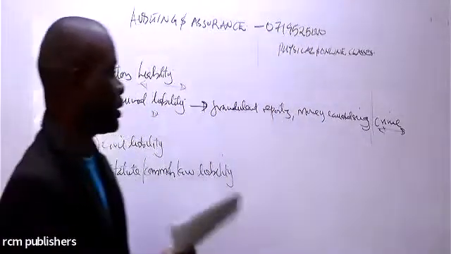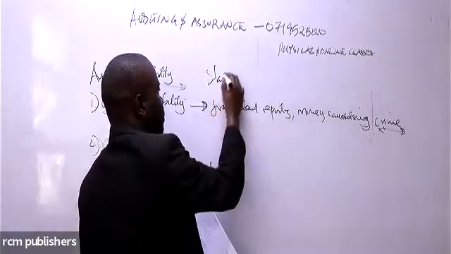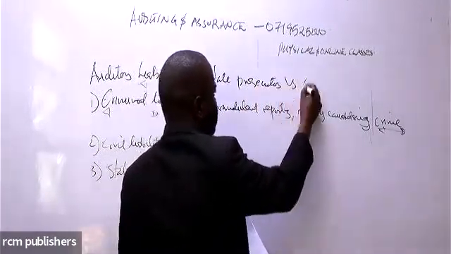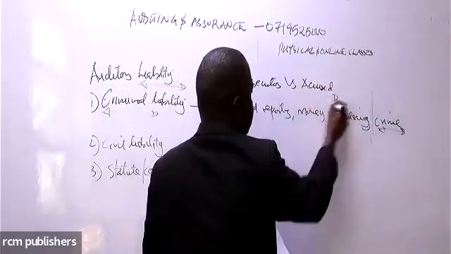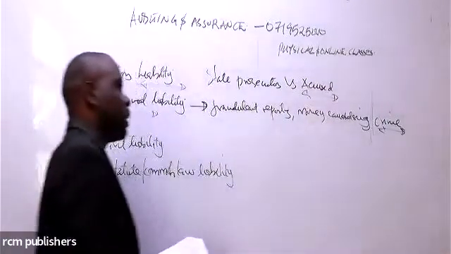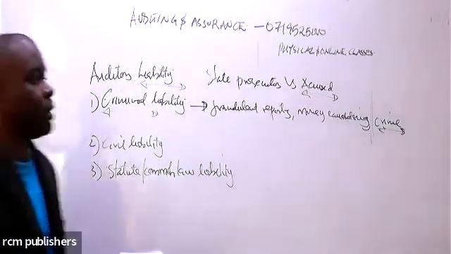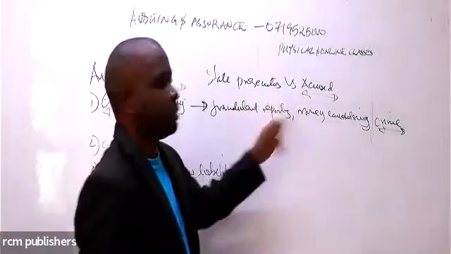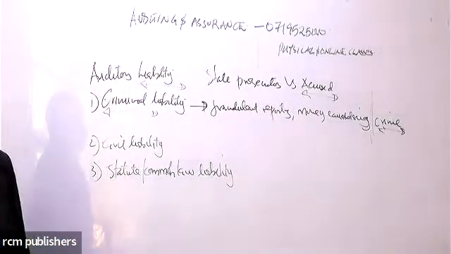When you commit a crime, you'll have, in this case, state prosecutors versus the accused. The accused here will likely be the auditor. So crime speaks of a commitment to cause harm. In most instances, you normally see the government intervene, they arrest the accused person.